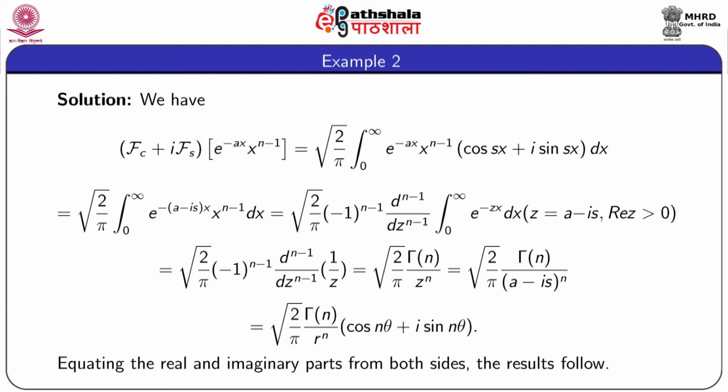So, performing this integration, we obtain this is equal to root over 2 by pi, minus 1 to the power n minus 1, d^(n-1)/dz^(n-1) of 1 by z, and this can be expressed in terms of gamma function as root over 2 by pi gamma n by z to the power n. Now, putting back the value of z as a minus is, this gives root over 2 by pi gamma n divided by (a minus is) whole to the power n.